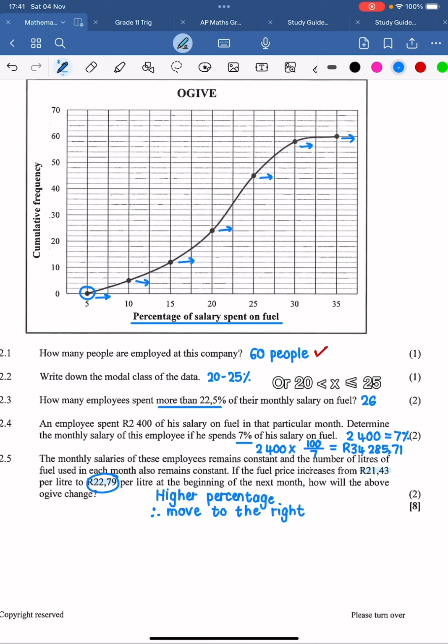And that's it. I'm quickly going to put all the marks in here for this question. So for the second question, it was 1 mark there. For 2.3, we had 26, that was 2 marks. For 2.4, it was 1 mark for showing your method and then a mark for the answer, but you also got full marks if you wrote the answer only. And then for the last question, you got 2 marks if you wrote moves to the right.